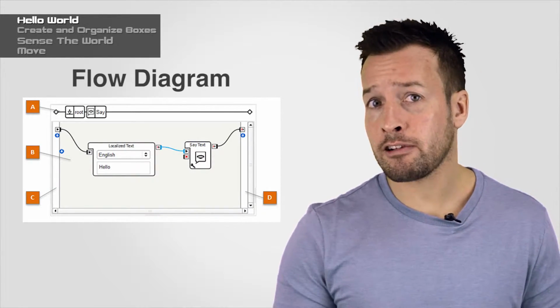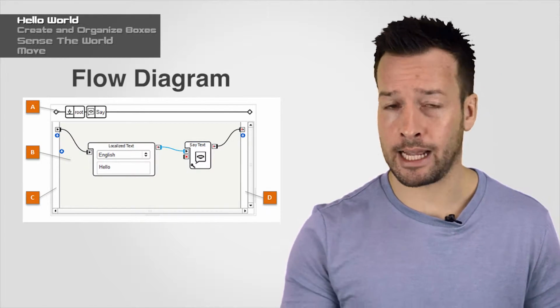The second panel is the flow diagram. The flow diagram panel is a place where you can compose your NAO's behaviors.